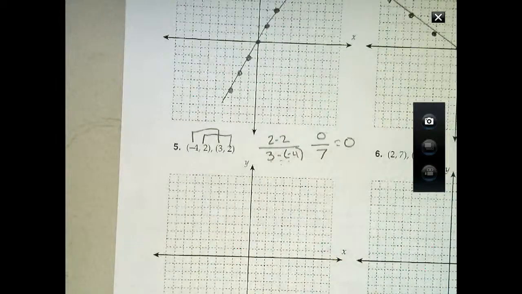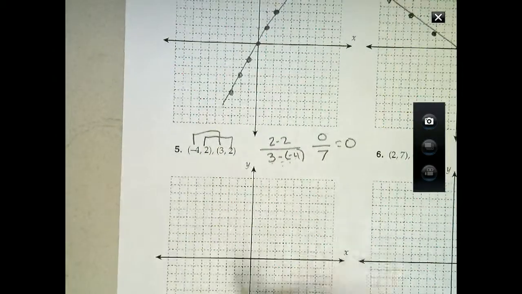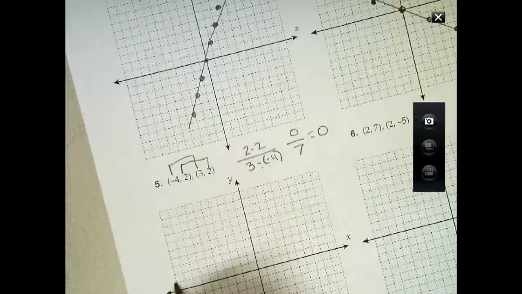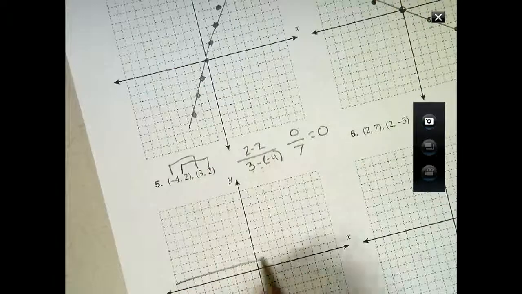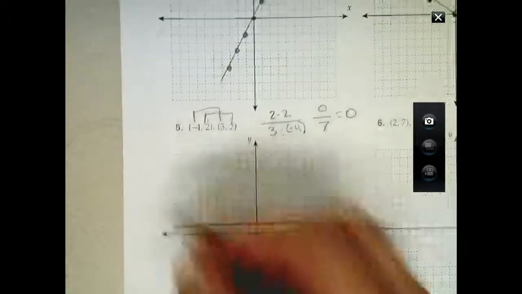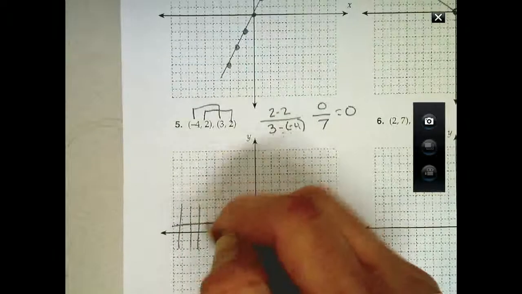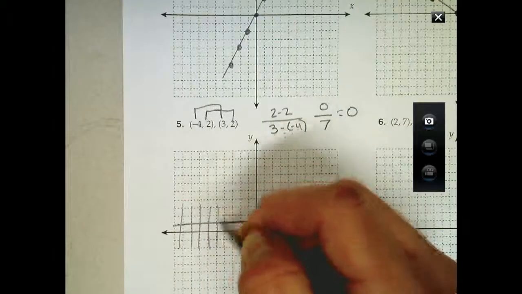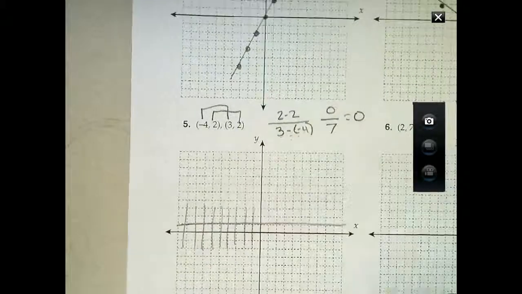So if I want to show a 0 slope, again, I'm just going to use the line right here above, 0 slope, straight across. It's still a function. I do my vertical line test. You see, it's still a function with just no slope.